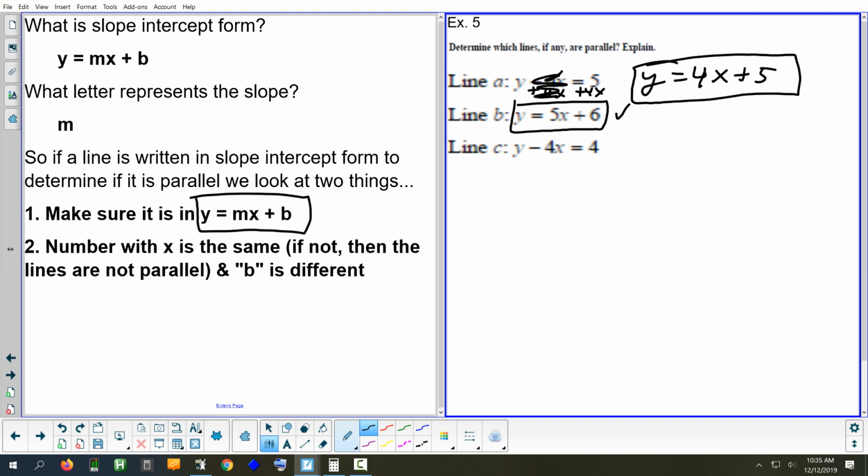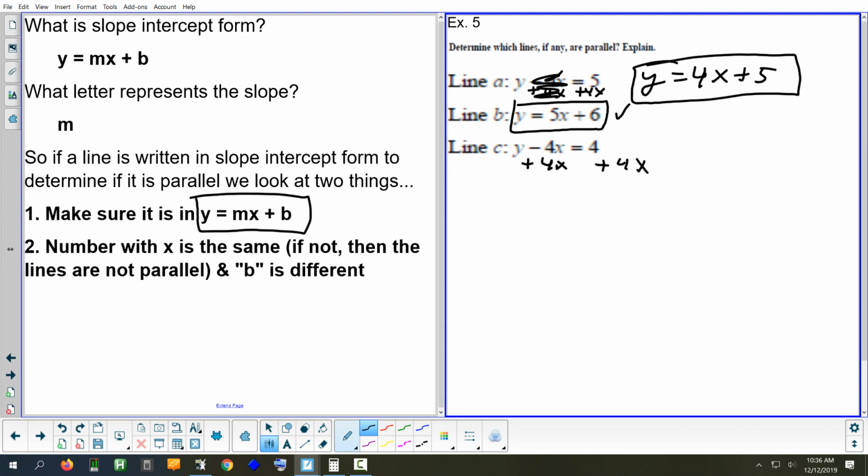How about line C? Is that in y equals mx plus b? Well, is the y all by itself? No. There's something on the same side with the y I don't want. What don't I want there? The negative 4x. How am I going to get rid of the negative 4x? Add what? And where else? On the other side, yep.